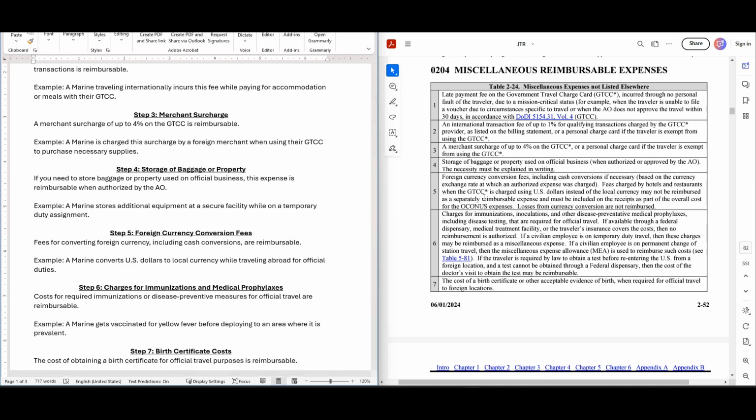But usually when you have excess baggage, property, sometimes you might be at a location that has a need to store something at a certain location that's not in your room. And those fees are also reimbursable.